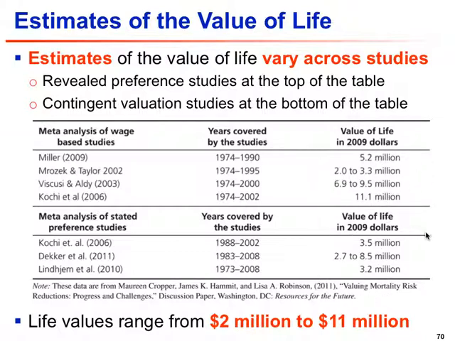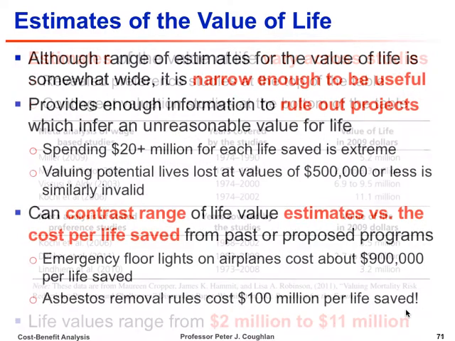Based on contingent valuation, asking people to make choices, not just how much you value your life, but choices about how much more would you pay for a safer airline flight, we see valuations ranging from 2.7 to 8.5 million. So not that far off, but looking at everything, we see values ranging from $2 million to $11 million in terms of the value of life. And that may seem like, wow, that's a broad range. 11 million is more than 5 times 2 million. But at least it does give us a ballpark.